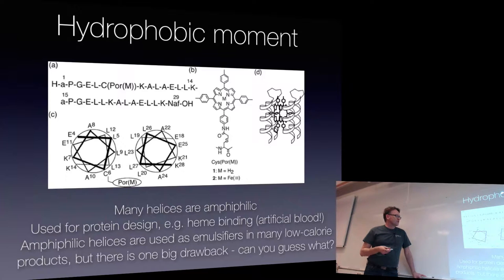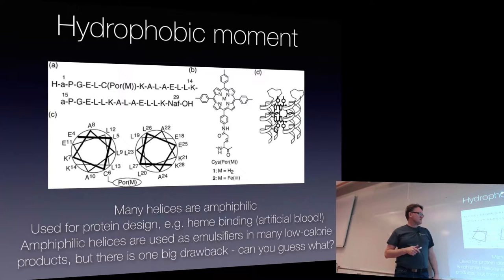So why on earth would you do this? Well, it turns out that there are quite a few helices that are so-called amphiphilic, that is, hydrophobic on one side and hydrophilic on the other. That means that they're going to form some sort of 3, 4, or 5 helical bundle that has some sort of hydrophobic binding pocket on the inside, while the outside is hydrophilic.